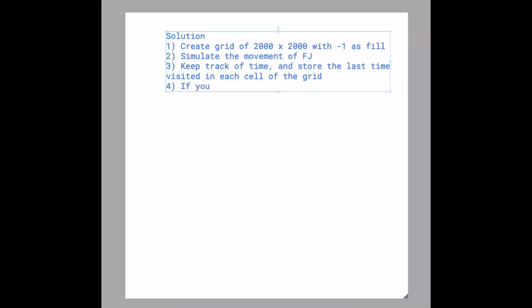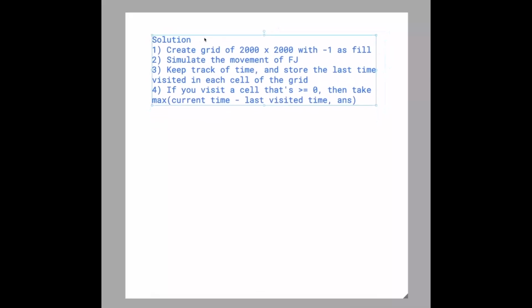If you visit a cell that's greater than or equal to 0, then take the minimum of the current time minus the last visited time, and the current answer. And yeah, that's the solution to this problem.